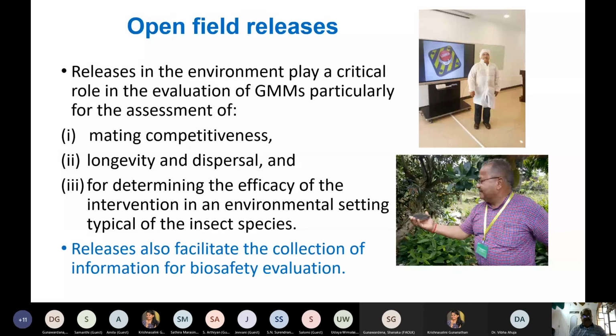And unless we have a check on these things, the performance of our GM mosquito will always be very precarious. It will be very confusing whether the reduction is by our GM mosquito or by the other control methods which were in vogue in the area. The releases will finally also facilitate the collection of information for biosafety evaluation. So we will continuously have data generation on the risk assessment and how to conduct risk management if there is some kind of disturbing result.